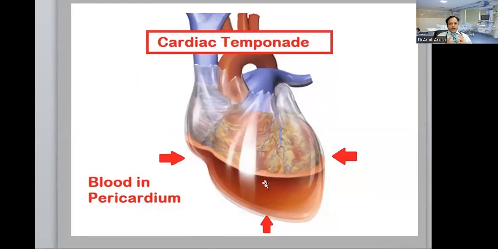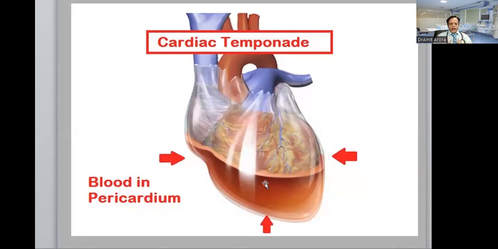Non-contractile state means it will not be able to either relax or contract. It will get suspended. So what will happen? Here the conduction system is normal. The SA node will be firing. There will be a P wave, there will be a PR interval, QRS, but the heart is suspended. It is not able to contract.